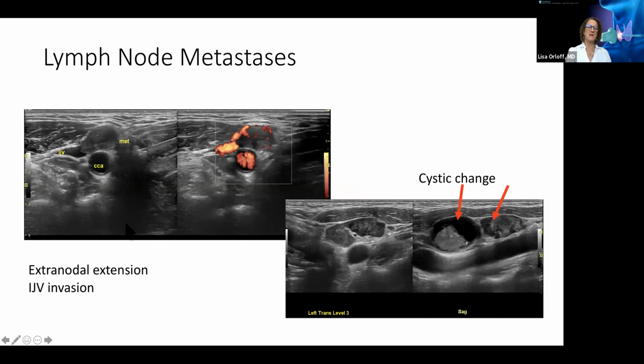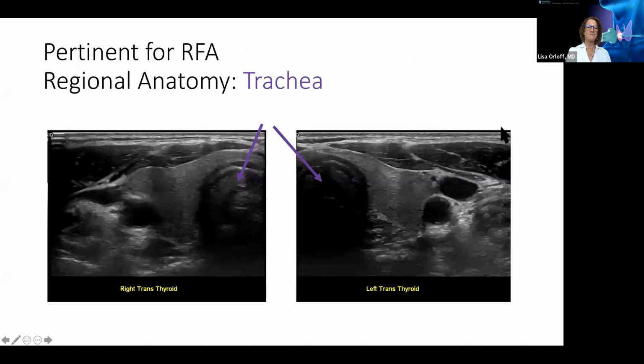Here's a couple of still pictures of metastatic lymph nodes. On your left, a view of a metastatic node invading the internal jugular vein, and on the right, the typical cystic change of metastatic papillary thyroid carcinoma.